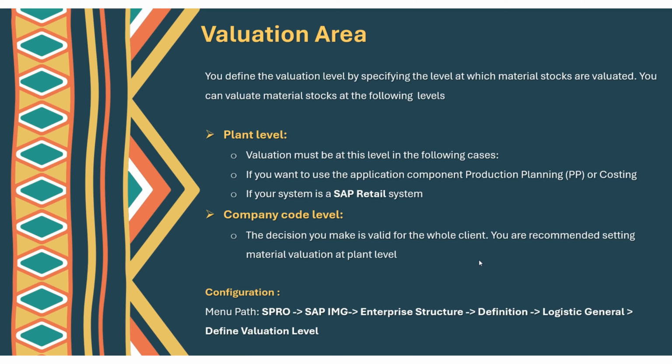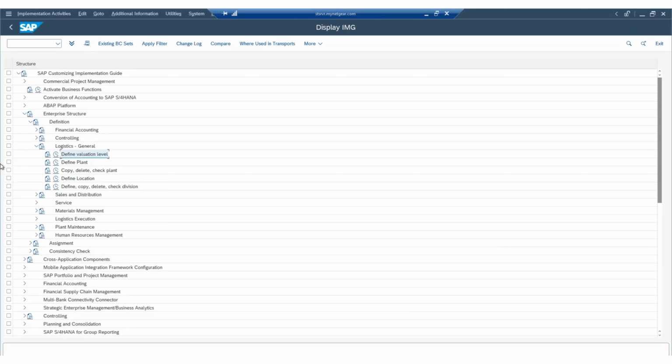If material stocks are evaluated at the company code level, then all the plant stocks of your materials are managed in a joint stock account for each company code. So it depends on the business model which valuation level they choose to evaluate their stocks. Our valuation is already selected at the plant level, so we do not have to change or update any setting here. All right, that's it. This is all about the valuation area.